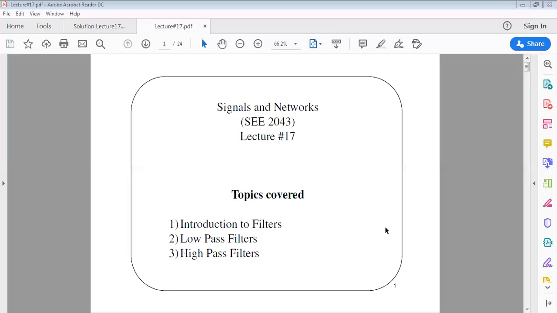Okay, in order for us to understand well on lecture 17, a prerequisite of lecture 16, which is on a Bode plot or Bode diagram, is a must. So before we proceed to lecture 17, make sure that you have good understanding on how to plot a Bode diagram.